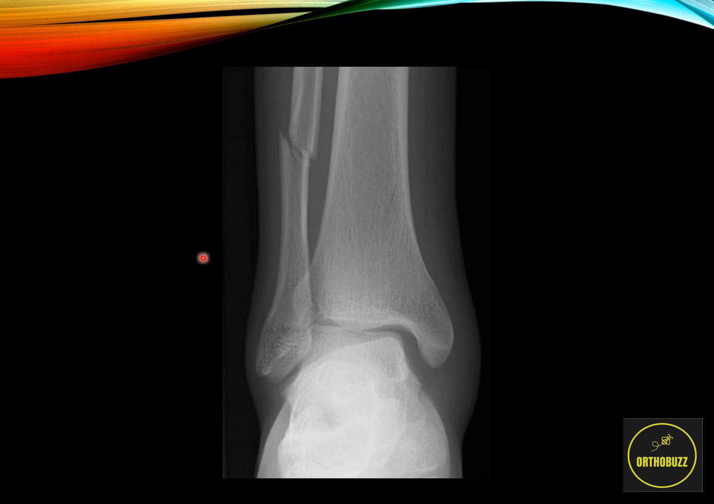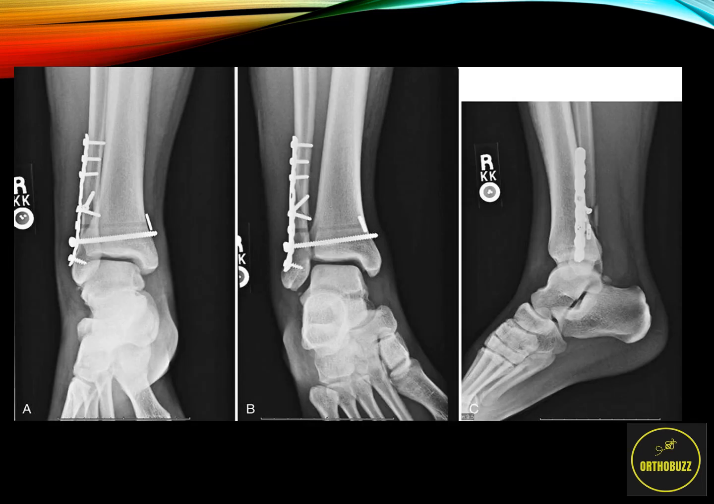So what might we do? As shown over here, this is one example of how a Weber C ankle fracture may be fixed. As you can see, this fracture of the fibula has been fixed, and we've also put a screw and a tightrope, or a different type of syndesmosis fixation, across the syndesmosis to make sure that that's stable, even though we can't see any obvious injury of the syndesmosis.